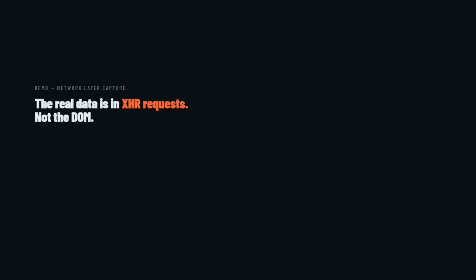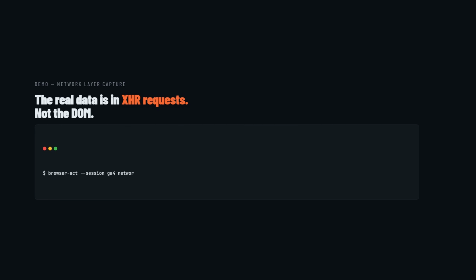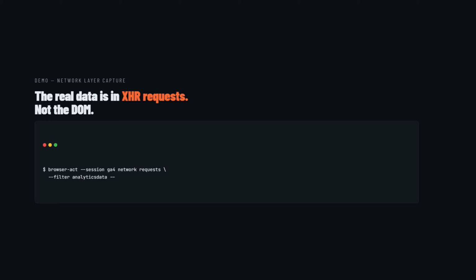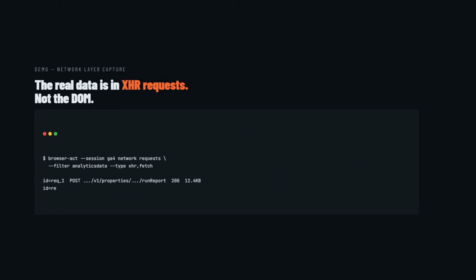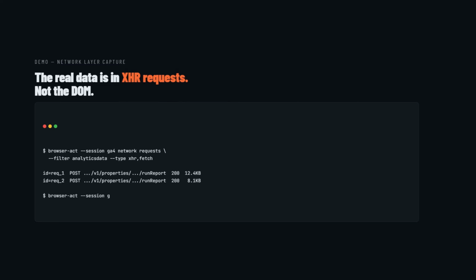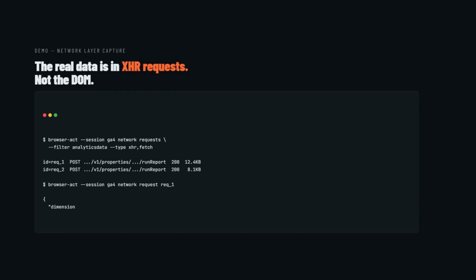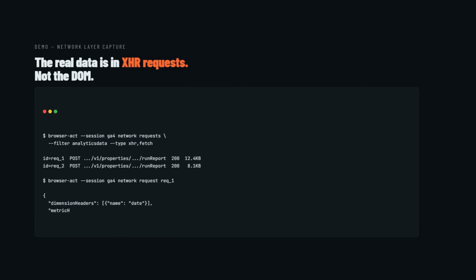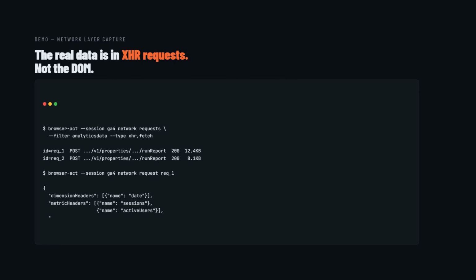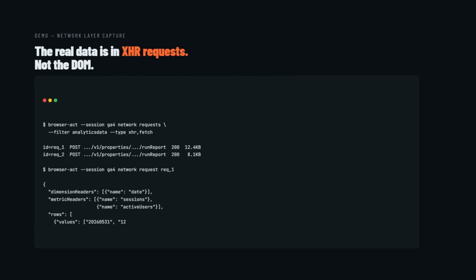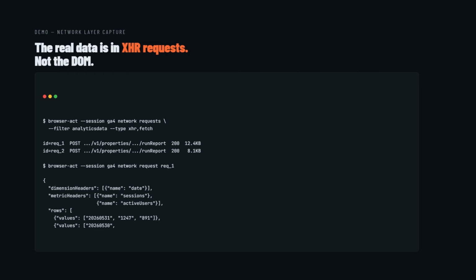For JavaScript SPAs like Google Analytics, the real data is not in the rendered HTML. It is in the network layer. XHR and fetch requests the app makes to its own APIs. BrowserAct captures those automatically. So instead of your agent trying to parse a React app's rendered markup, it reads the actual structured JSON coming from the API. That is the difference between getting 500 kilobytes of markup and getting clean data.